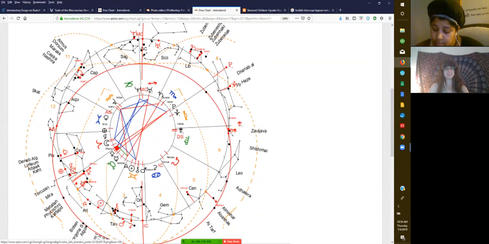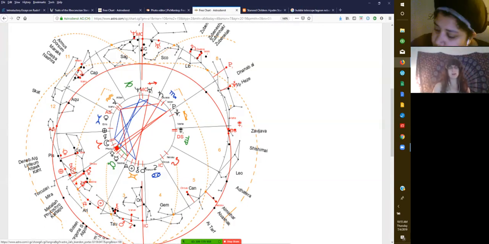Wow, he's got a lot going on. And I can't tell what house it is, because you see how the house lines are all wonky? They're these orange dotted lines, and they're off center, so you can't tell. Which house are you trying to figure out?